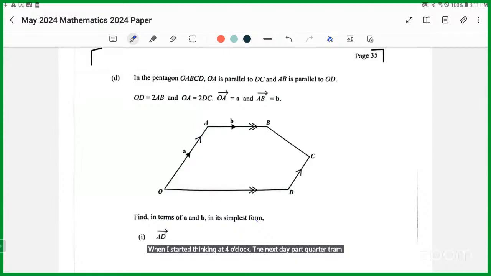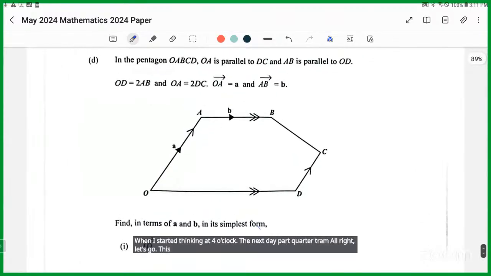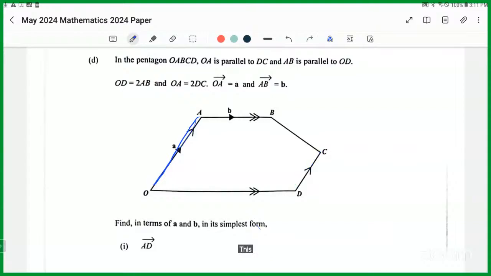All right, let's go. This question says, pentagon, this OA is parallel to DC. This line and this line are parallel.